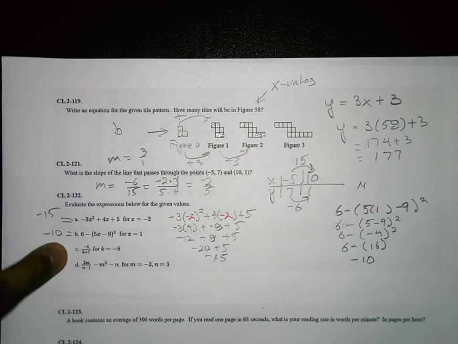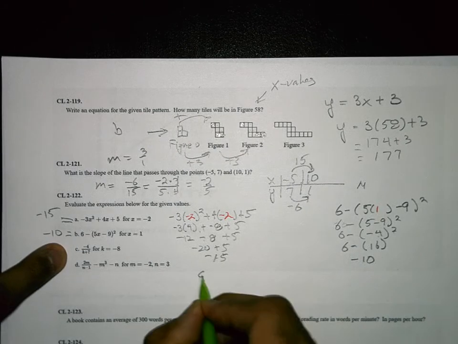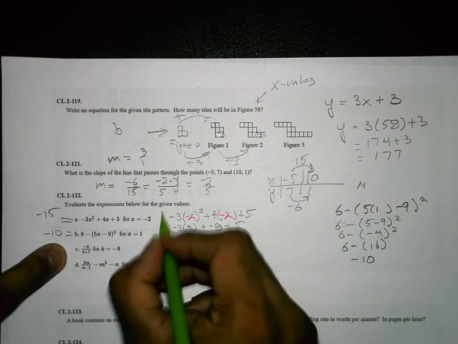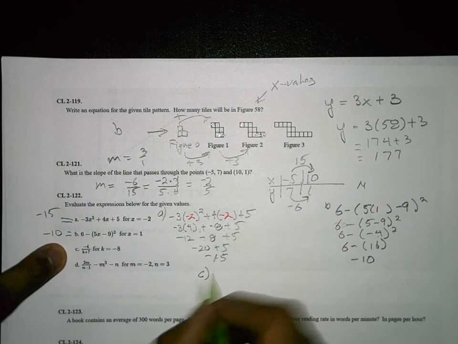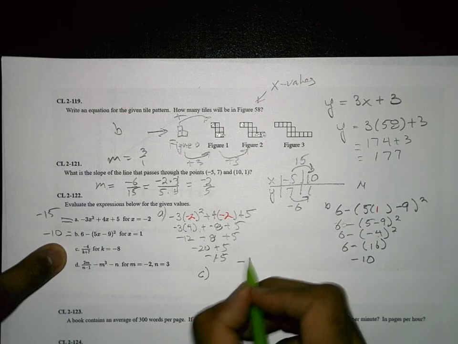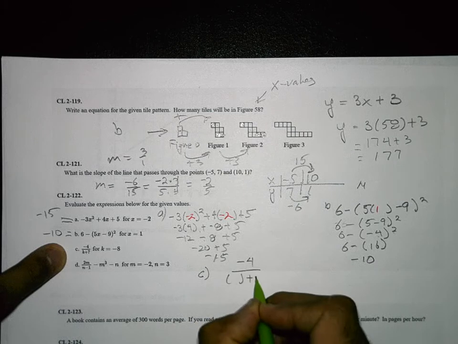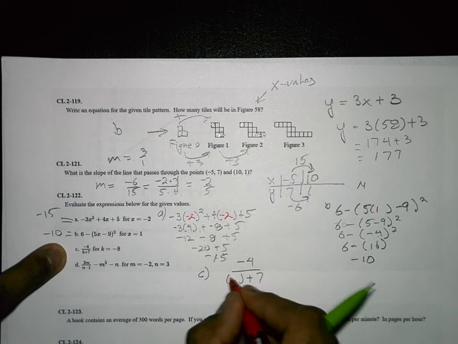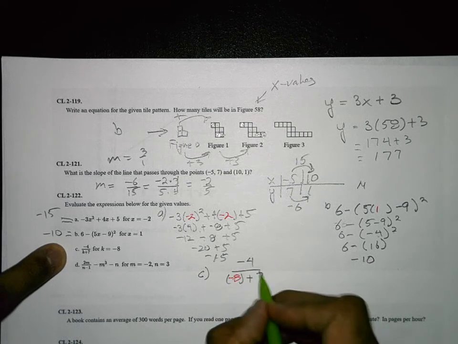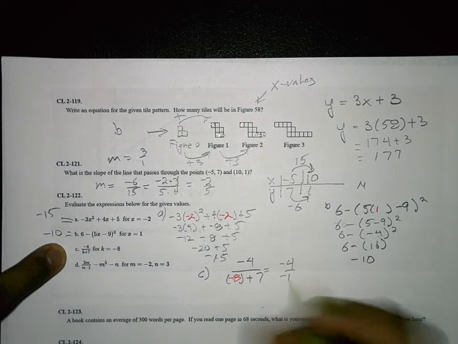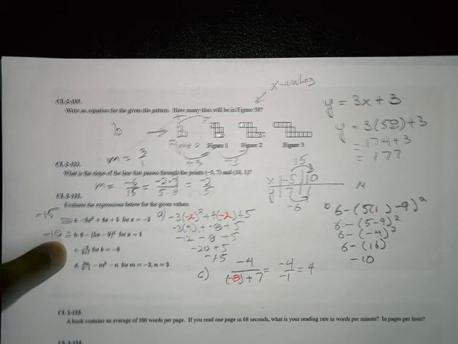Okay. Looking at C here. Okay, sorry, that was A, that one was B. So it's going to be -4 all over, there is where I'm going to put my number in. And this time it's going to be a -8. So I get -4 over -1, and that equals 4.